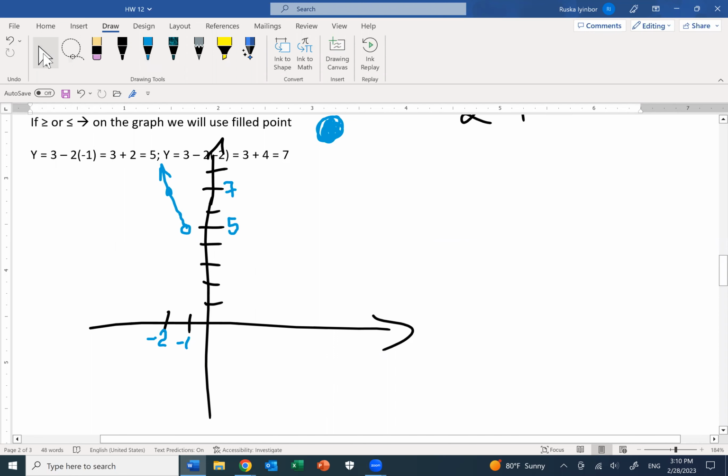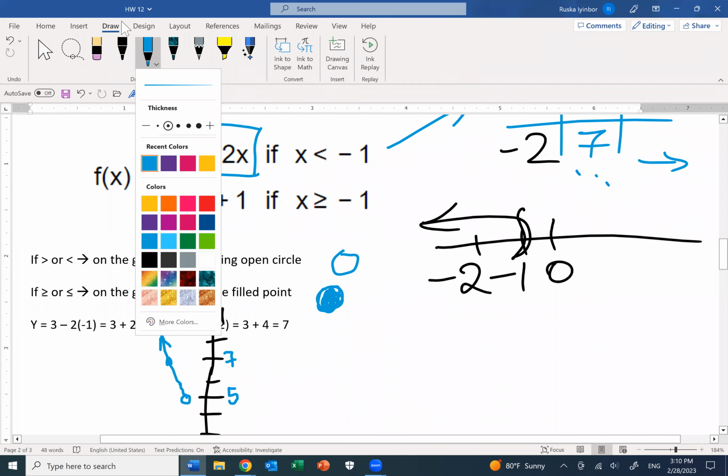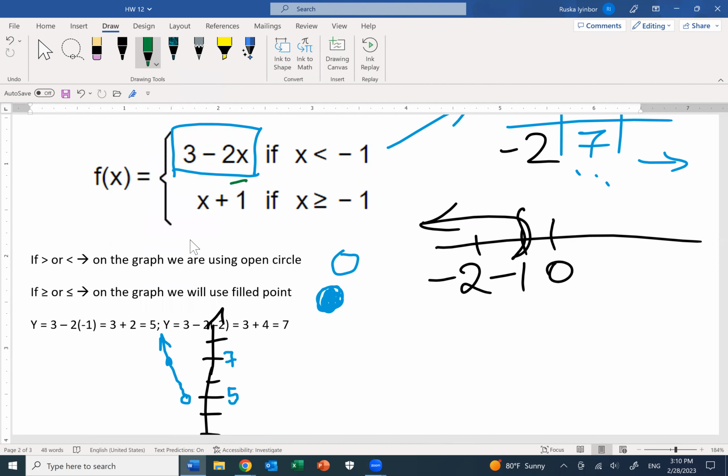We graphed the first piece, the first function. For the second one, I'm going to use a different color so you can see the difference. Let's do green. The second function I'm going to graph is x plus 1. This is my function now. In this case, x is greater than or equal to negative 1. So I'm going to make a table for that. I'm going to need x and y.